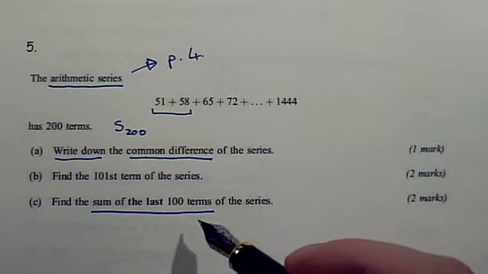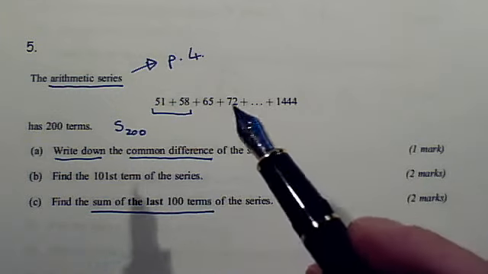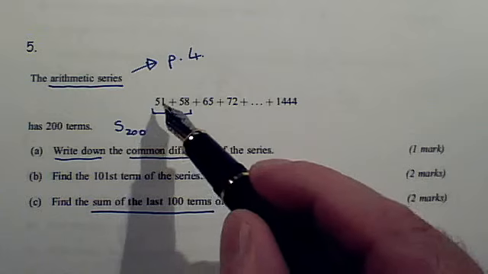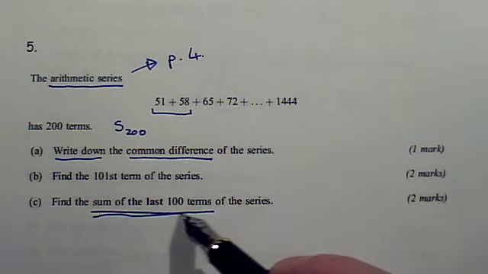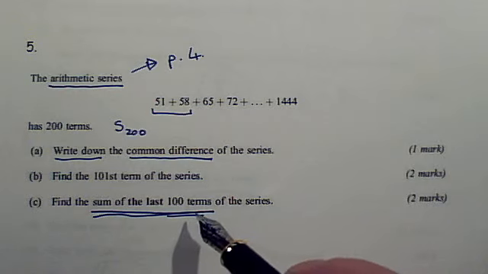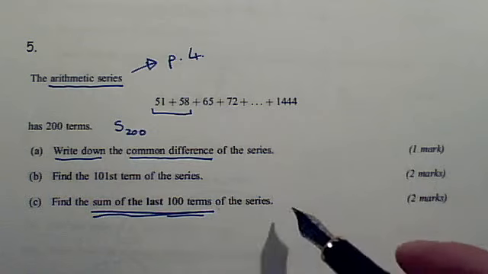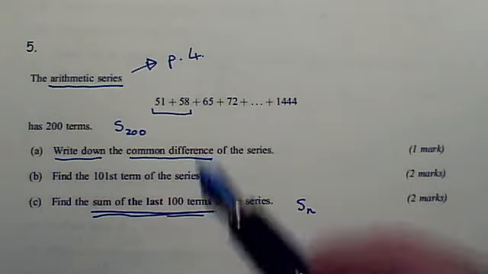There are two ways to do this. One is to set up a new series that doesn't start with 51. If you could decide what the first term or the first one of the last 100 terms would be, then you can use that as your first term and simply use the formula for Sn from page 4.